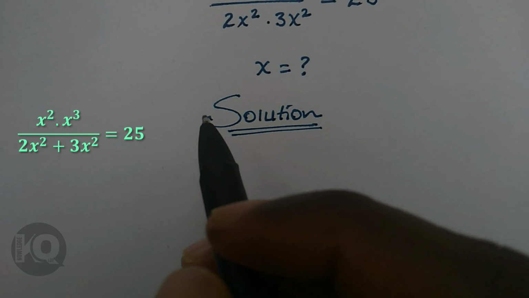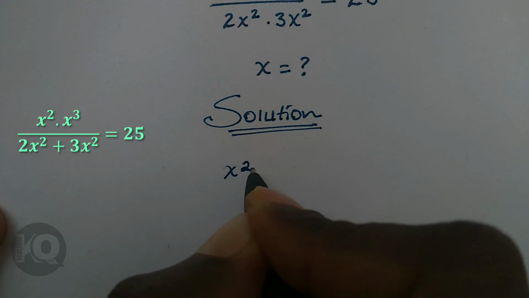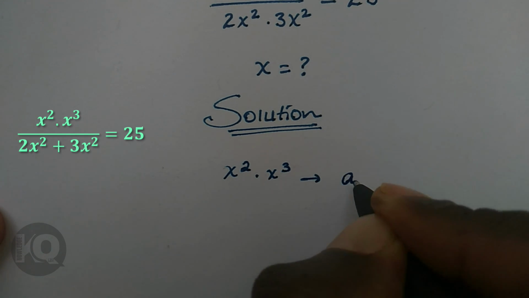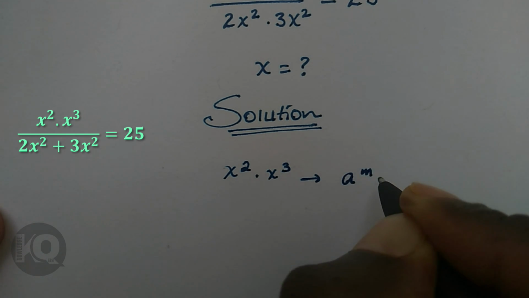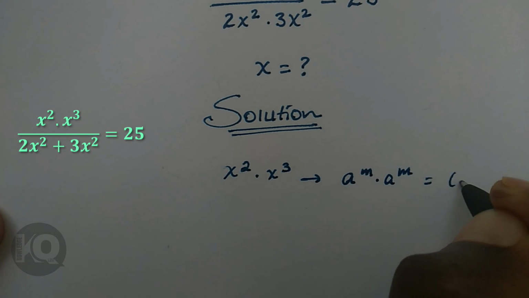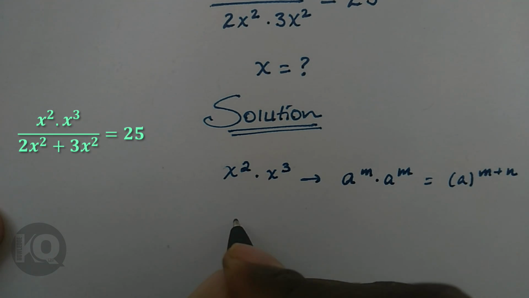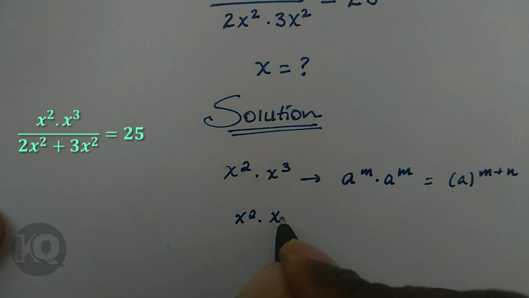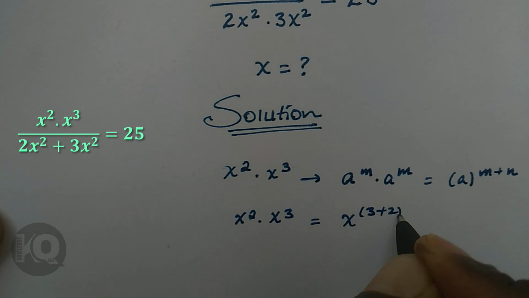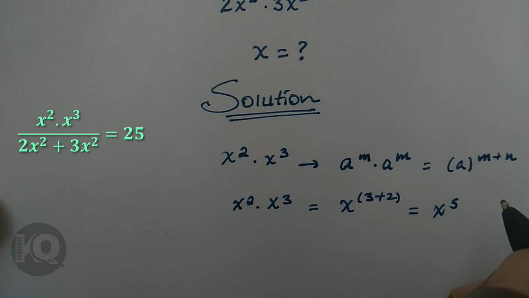In the first step, we have to simplify the numerator, which is x squared times x cubed. So from the rule a to the power of n times a to the power of m is equal to a to the power of m plus n. So this x squared times x cubed is equal to x to the power of 3 plus 2, which is equal to x to the power of 5.